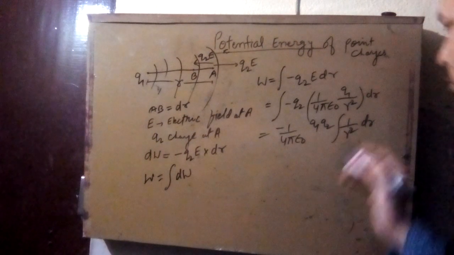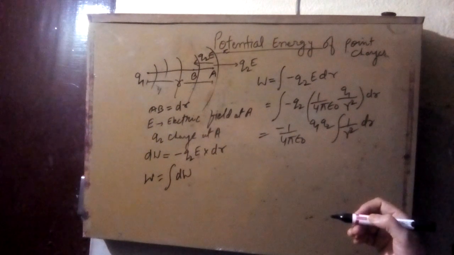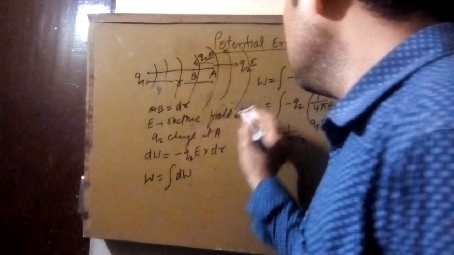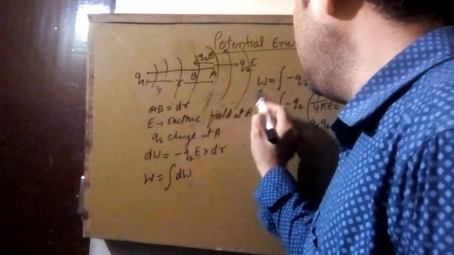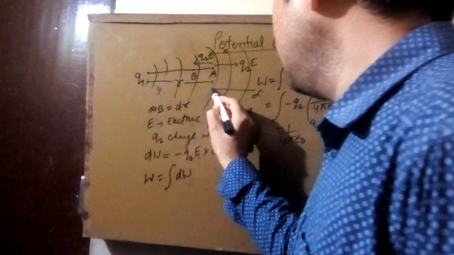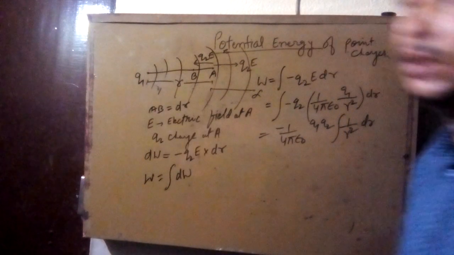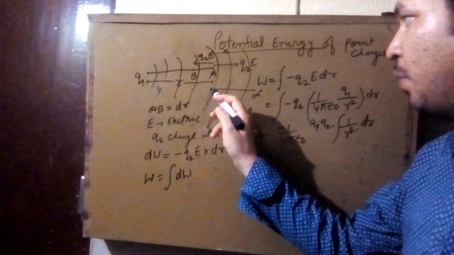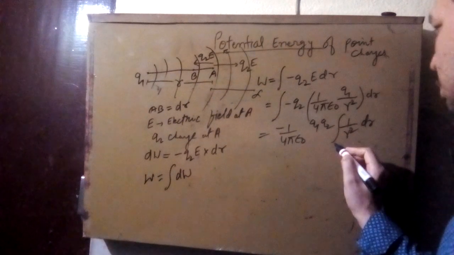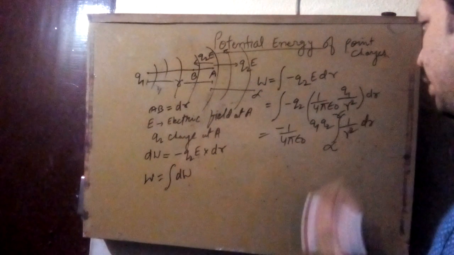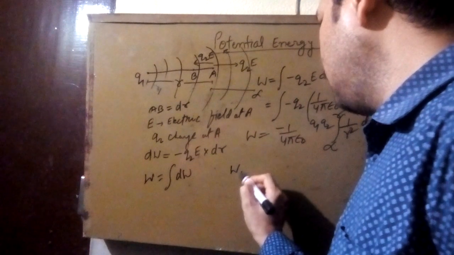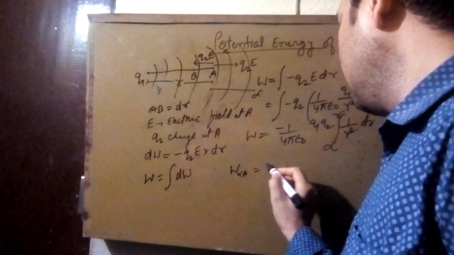This expression 1 by r square dr you have to integrate. Suppose we are moving the charge, now the charge is at infinity and we are moving it to point A. A is at distance r. So the limit will be from infinity to point r. So the limit is infinity to point r. So this is the total work done, total work done from infinity to point A.